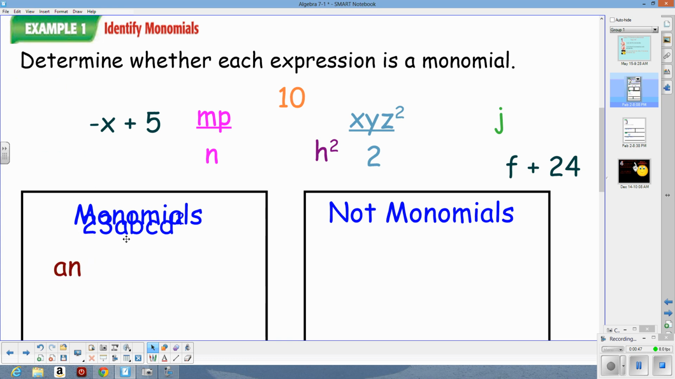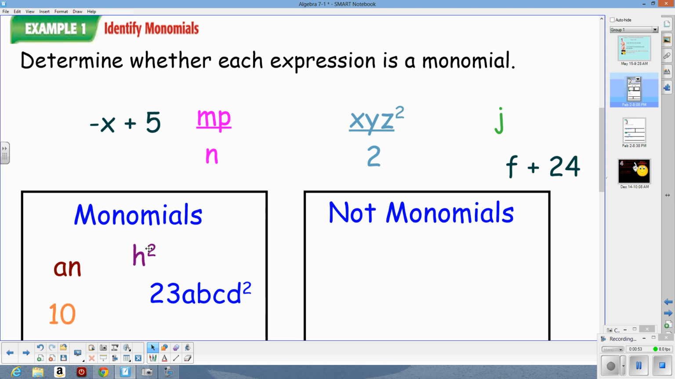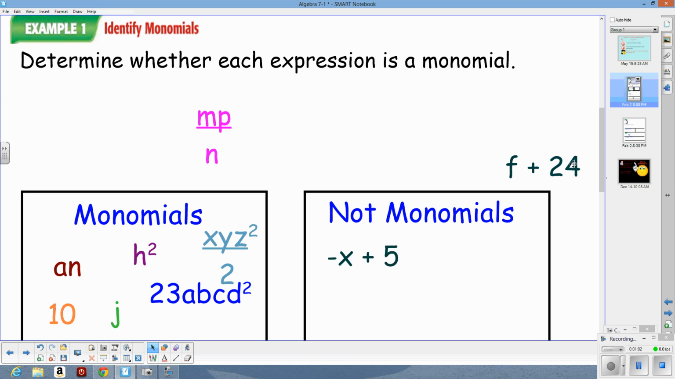Monomials would be these. Now this one is not a monomial, as well as this one, because they have addition or subtraction in them. And this one is not a monomial because it has division by a variable. This one was okay because it wasn't division by a variable.